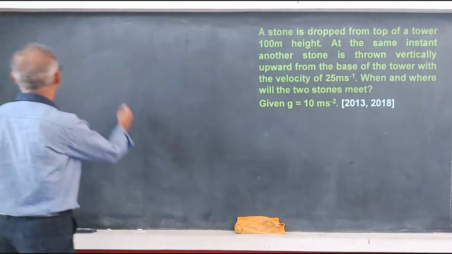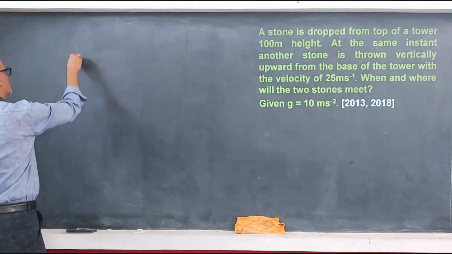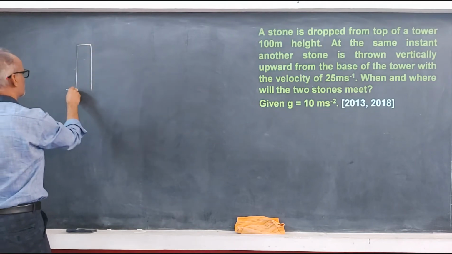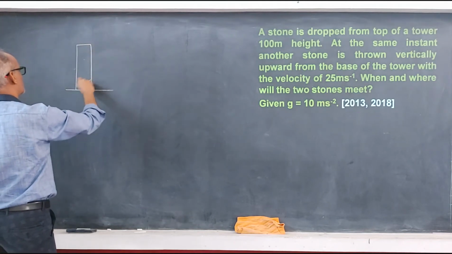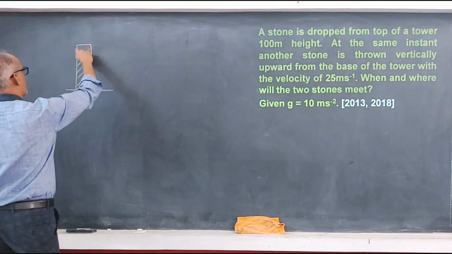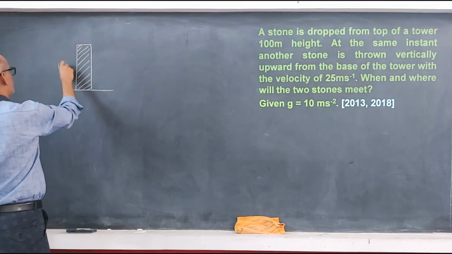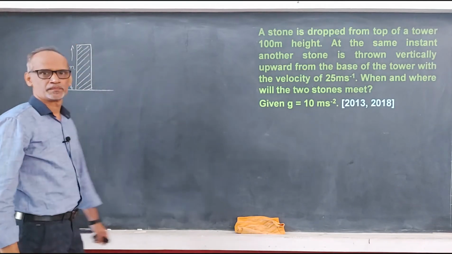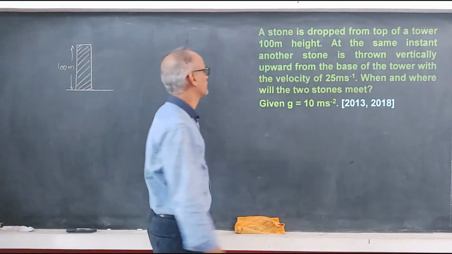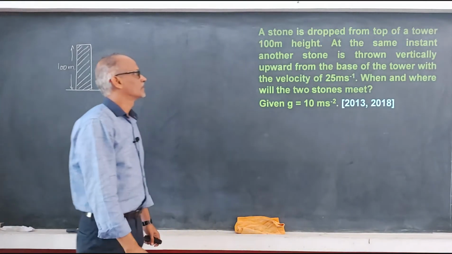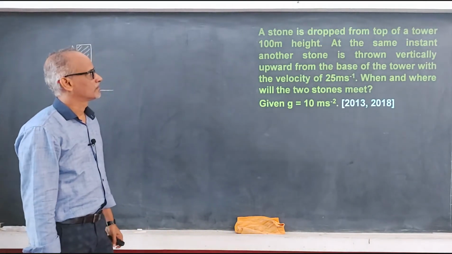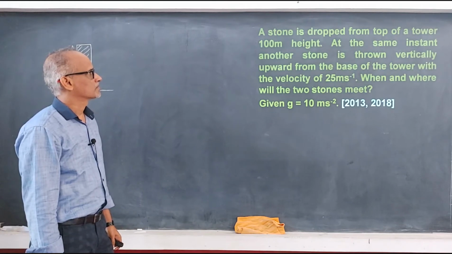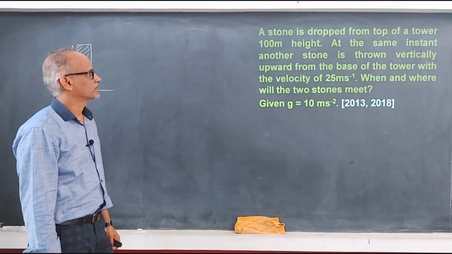So first I am going to draw a tower here. So this is the tower, this is the ground, and this tower is 100 meter. So that's the height of the tower, 100 meter. A stone is dropped from the top of a tower 100 meter height.